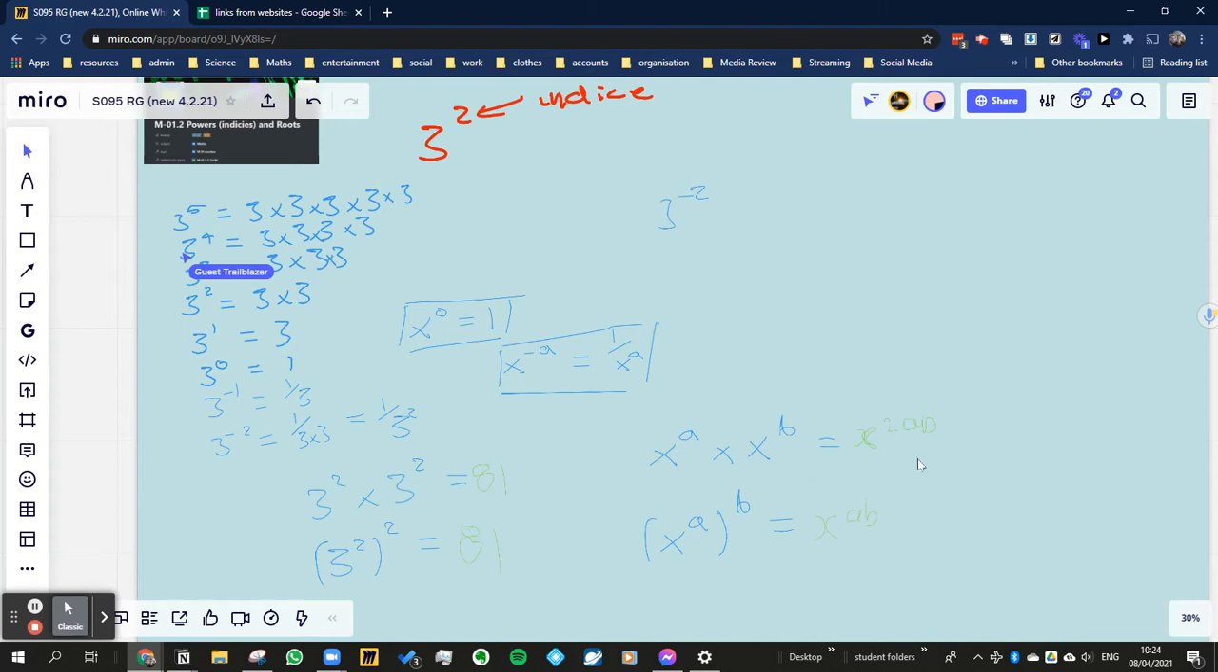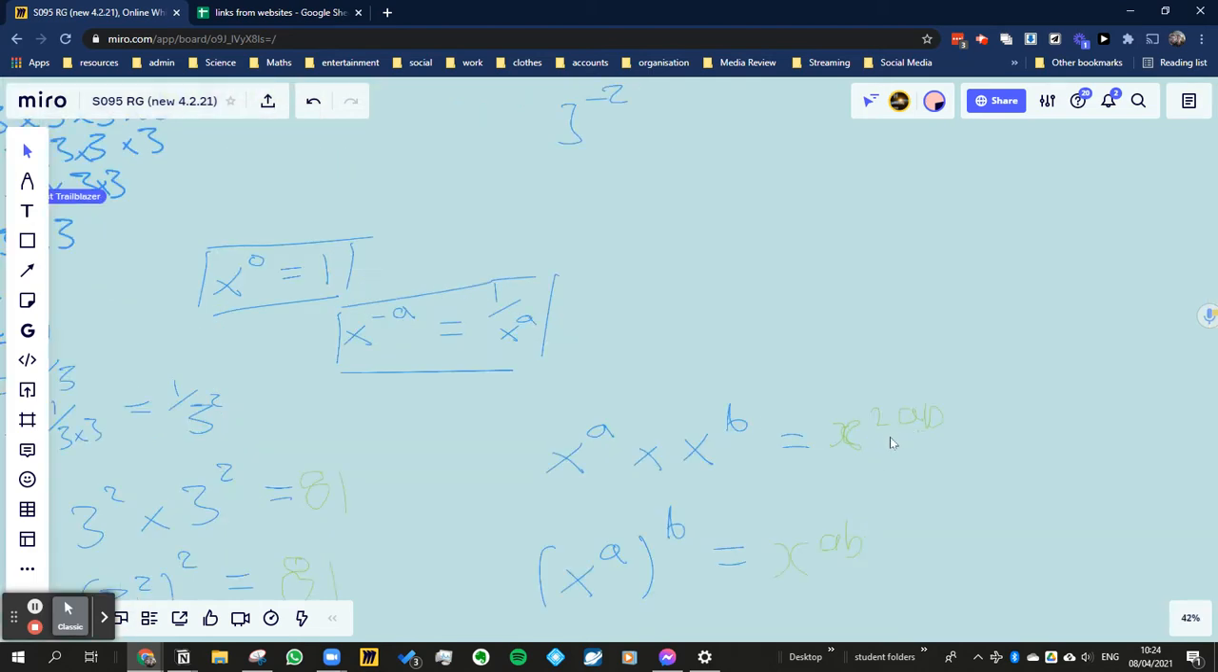So actually, it's going to be x to the power of a plus b. Okay, so I'll just write that now. So the relationship, when you're multiplying different indices, so like a number to the power of a times the same number to the power of b, as long as these two numbers are the same, you can group them together and do x to the power of a plus b.